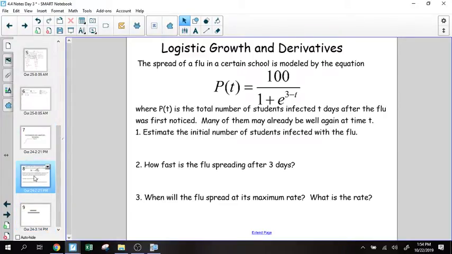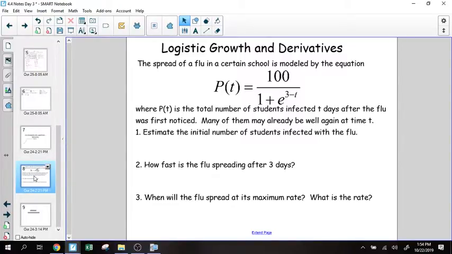looking at some things around logistic growth. This one would be a model. If you guys remember what your logistic growth models look like, it was always some number over 1 plus e raised to some number, and that's where that exponential piece comes into play. This logistic model that they gave us is describing the spread of flu.